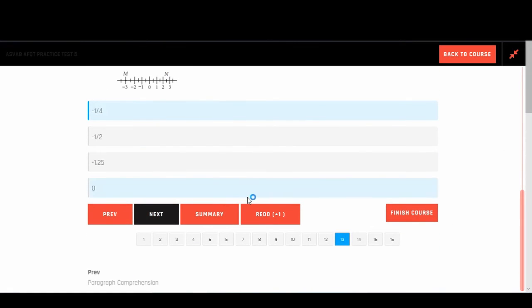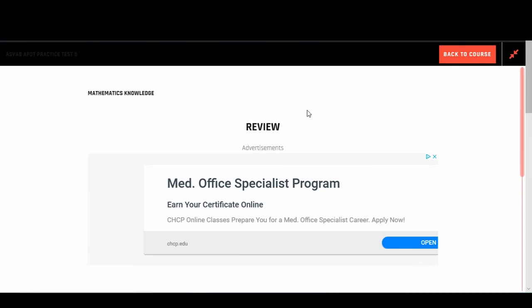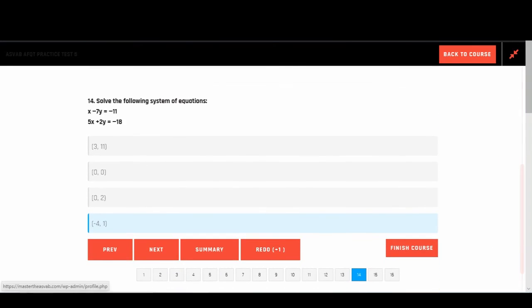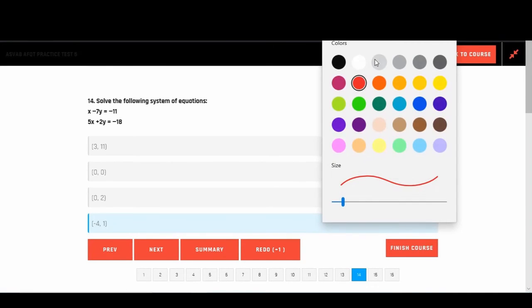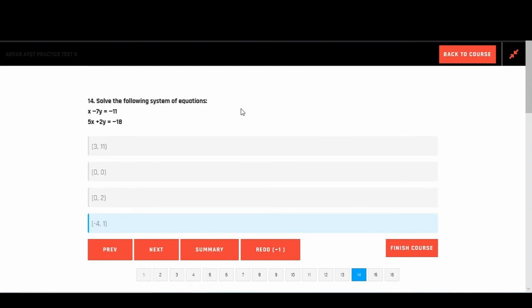And as you take these practice tests, you should find that the mathematics knowledge practice test is slightly easier than the arithmetic reasoning practice test. Again, more often than not, the mathematics knowledge practice test is very easy for you to compute the math, whereas the arithmetic reasoning really requires you to be very proficient with decimals, fractions, and so on.